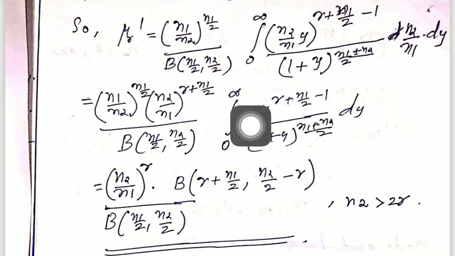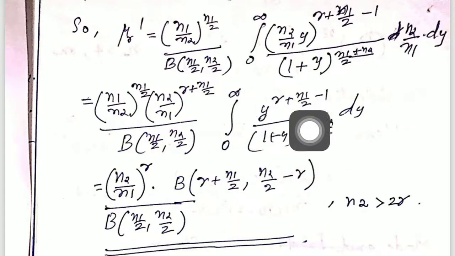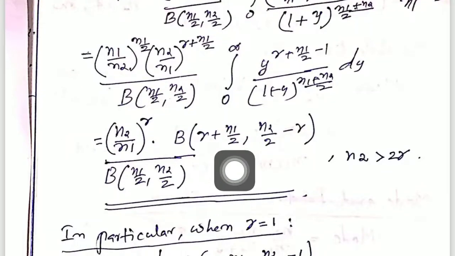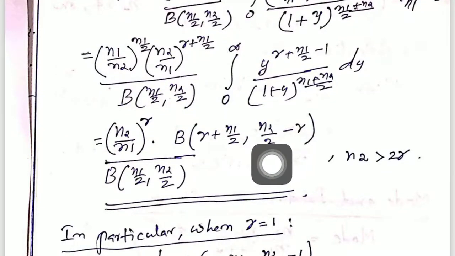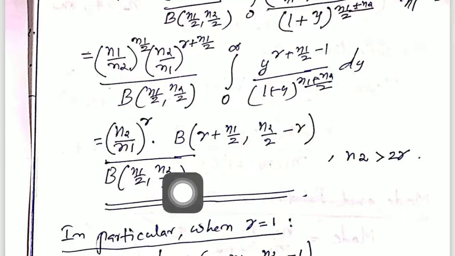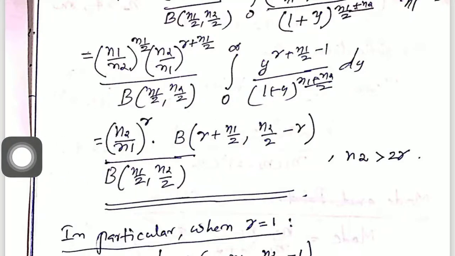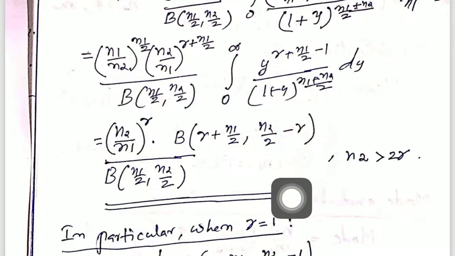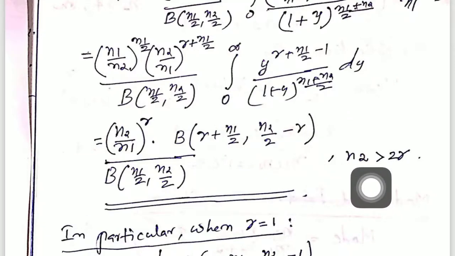Okay, you can see that this is justifiable. And this is the expression for mu r dash. Okay, so mu r dash is equal to this quantity. This is the quantity, and this is true for n2 greater than 2r. Why am I putting such a restriction?